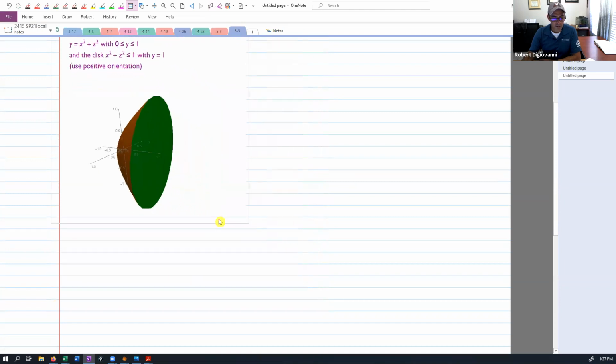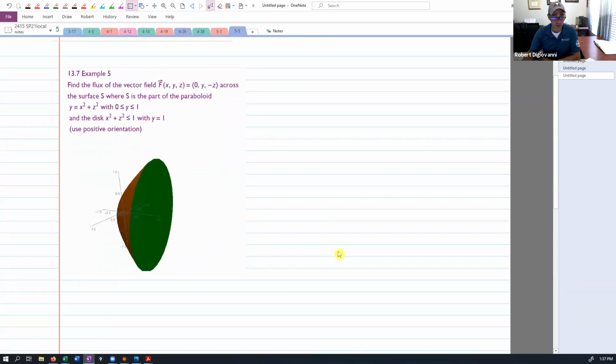Let's break this down into two surfaces. All right, so let's look at S1 to be that disk, and let's let the other part there be S2. All right, so positive orientation. Think about positive orientation. That means all my normal vectors need to be moving away out of the surface.